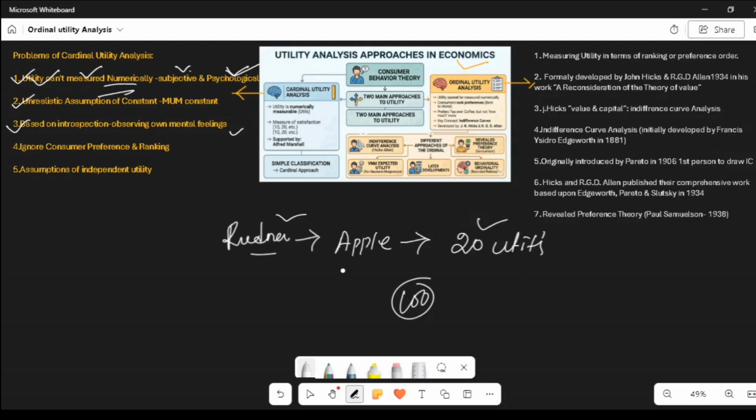So basically, it is a difficult task to express one's own mental feelings. So it is based on introspection and observing own mental feelings, which might be a problem in the cardinal utility analysis.